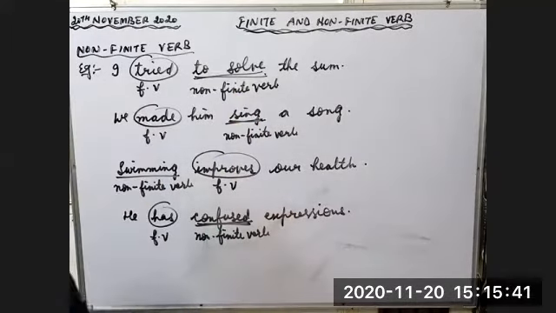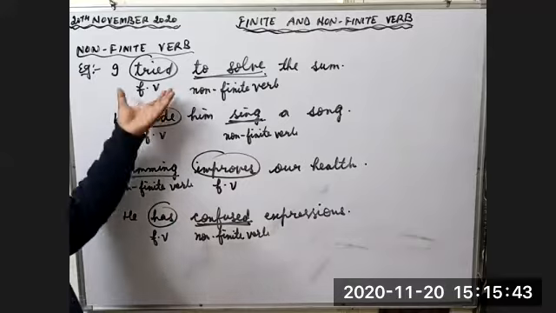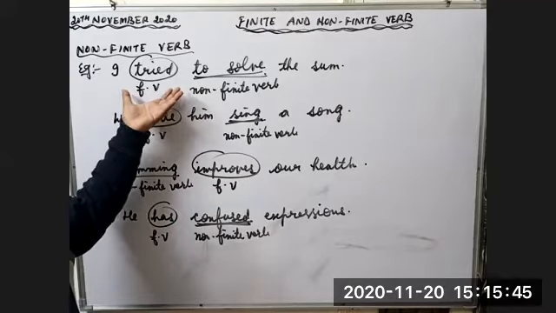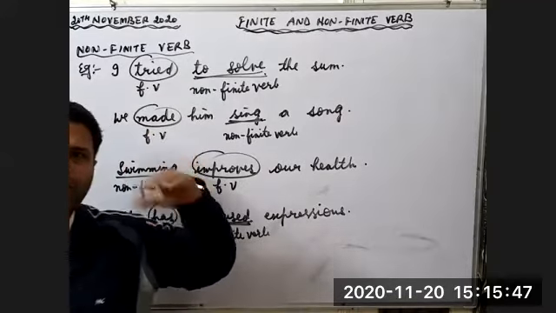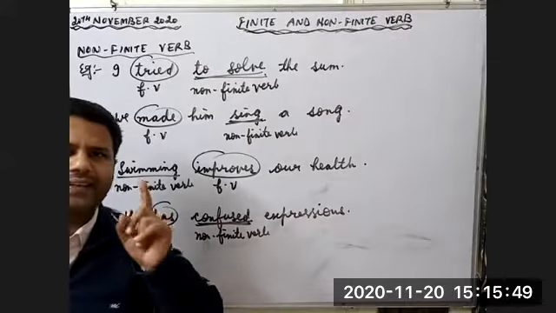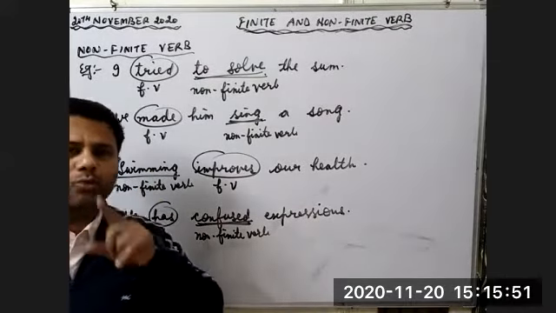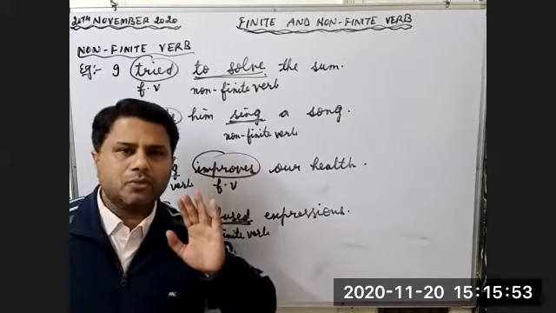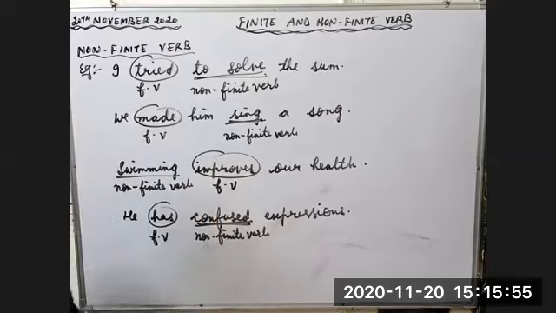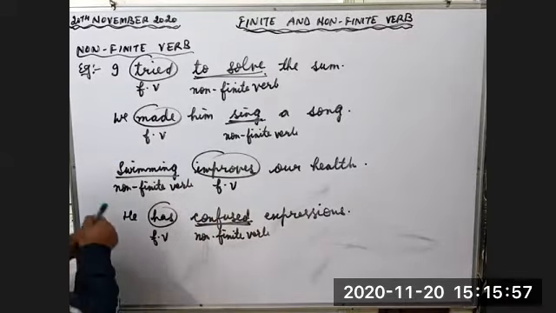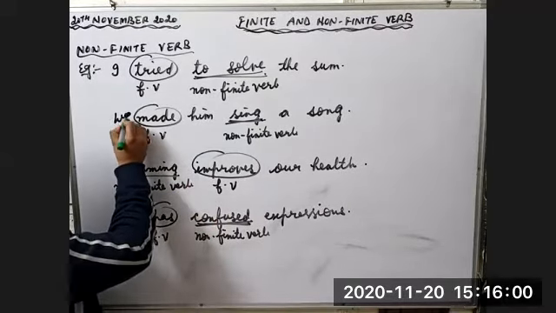Non-finite will not change. So which is the finite verb here? Tried is the finite verb. From here we come to know we are talking about past tense. Tried is a finite verb. To solve is not a finite verb. To solve is a non-finite verb. Let's see the second example. We made him sing a song.